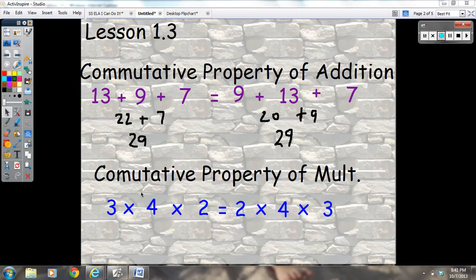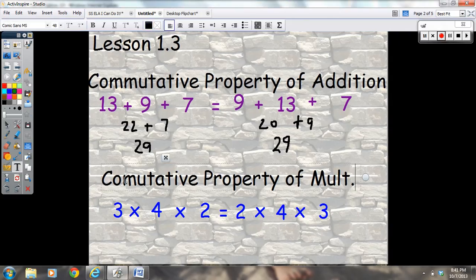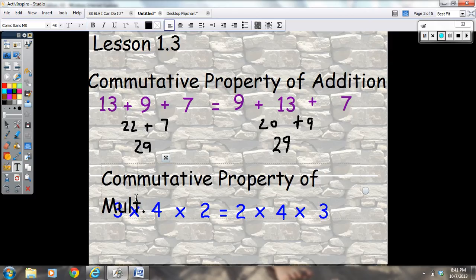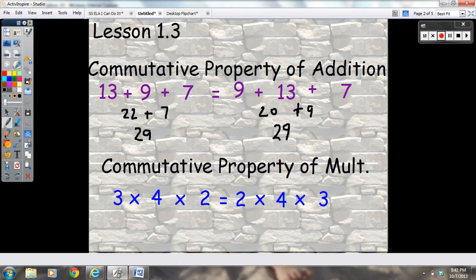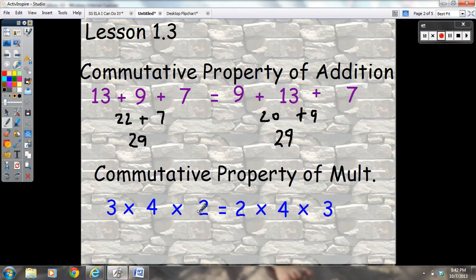Alright, now let's take a look at the commutative property of multiplication. Now, the commutative property of multiplication is very similar to the commutative property of addition, and what it says is that if you take the numbers and rearrange them in a different order, the product will remain the same. For example, here, I have the numbers 3 times 4 times 2. 3 times 4 times 2 is going to equal the same exact thing as 2 times 4 times 3.